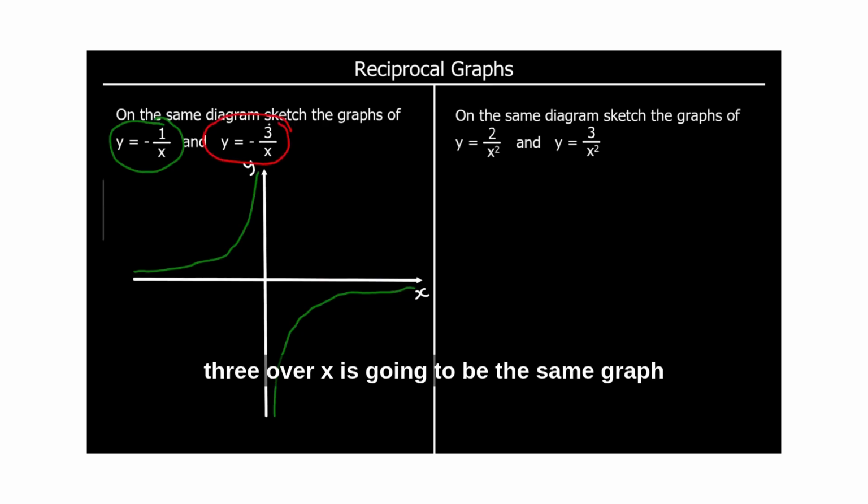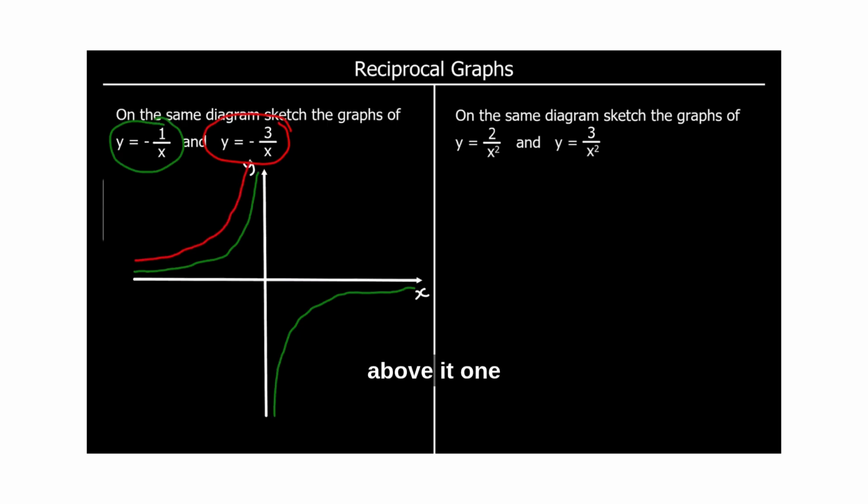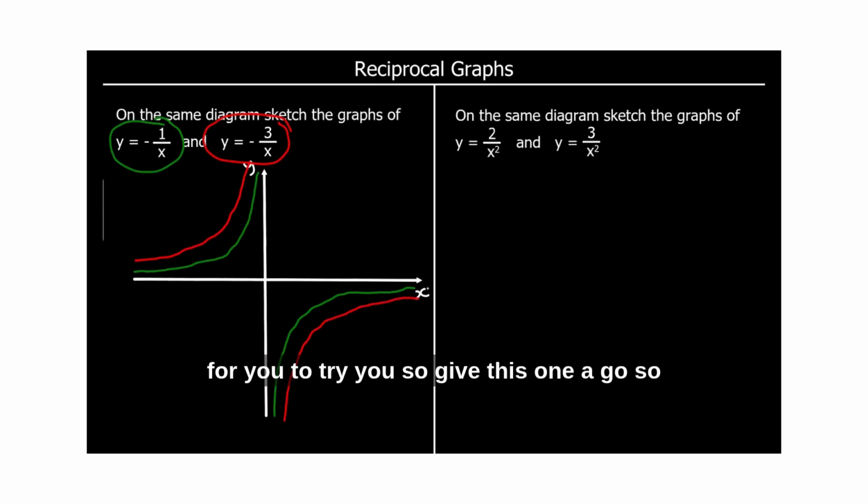Minus 3 over x is going to be the same graph, just 3 times as high. So every output, every y value will just be 3 times as much as the other graph. So it's the same graph, and it's just above it. One for you to try, so give this one a go.